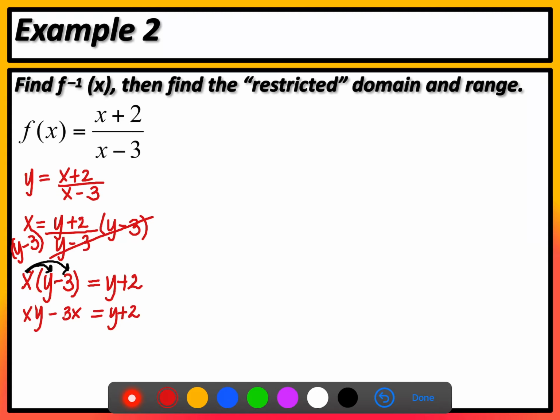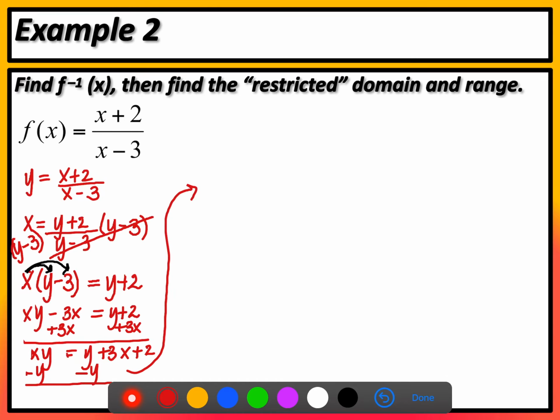All right, so again, we're trying to solve for y, and there's two of them. We want to get them in the same place. So what I'm going to do is add the 3x to both sides. And I'm going to subtract the y so that I can move that. Okay. So I'm trying to get all of my y terms to the left.